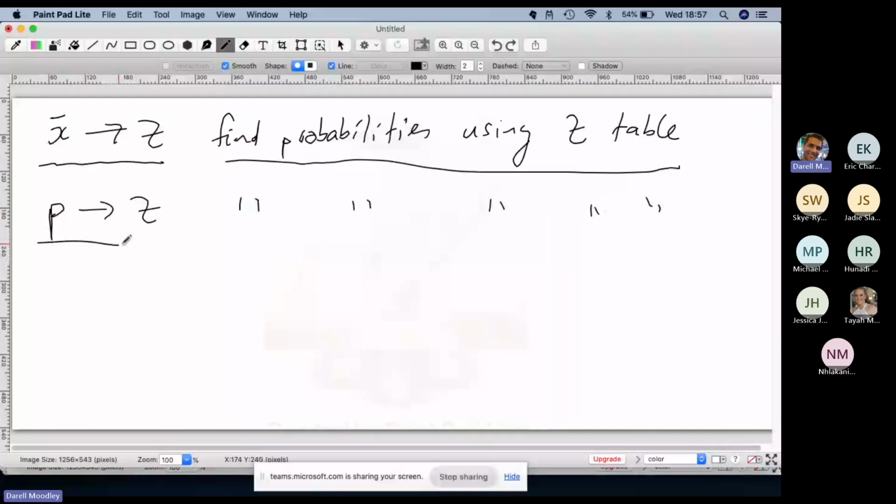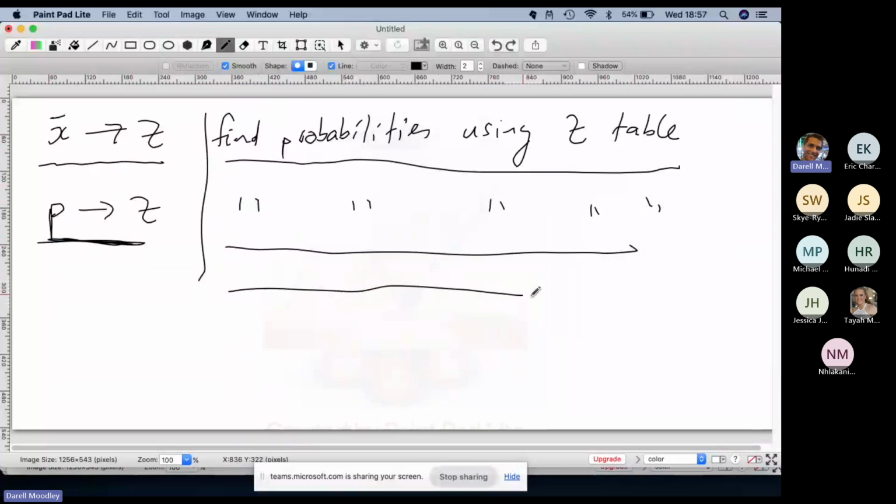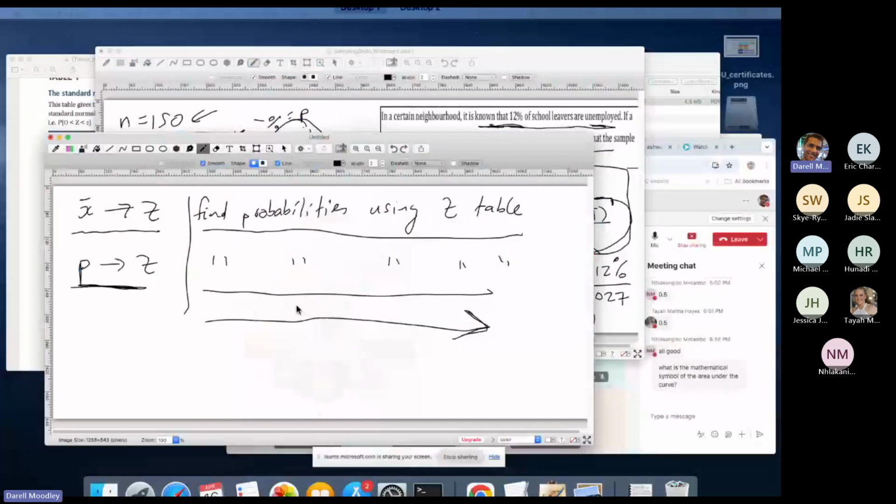Okay, so it's just these two extra parts that we've covered in today's learning unit. This part here on the right, everything here we did last week. So please familiarize yourself with this, because you're going to be finding probabilities using that Z table even for the next learning unit as well. So it's very important that you understand how to do that. Does that make sense, everyone?